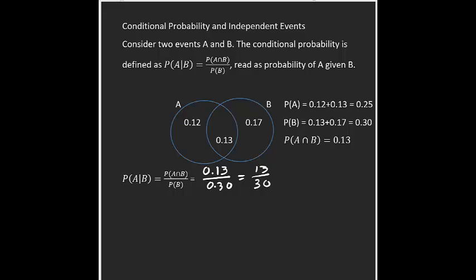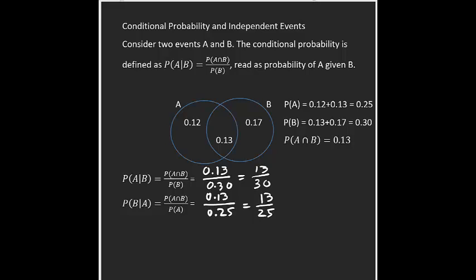Now let's do it the other way. When I'm looking for probability B given A, I will have probability B intersection A, or A intersection B, they're the same, divided by probability A. Now you plug in the answers and simplify it. I'm done. The probability B given A is 13 over 25.